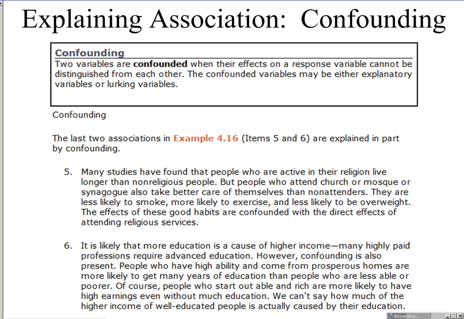People who have high ability and come from prosperous homes are more likely to get many years of education than people who are less able or poorer. Of course, people who start out able and rich are more likely to have higher earnings without much education. We can't say how much of the higher income of well-educated people is actually caused by their education. So was it their socioeconomic status before they even entered school? Parents are rich, parents are poor. Is that affecting their wages later on in life, or is it the amount of education that they're receiving? Again, those two variables are confounded because we don't know which one of those two is causing the increase in income.